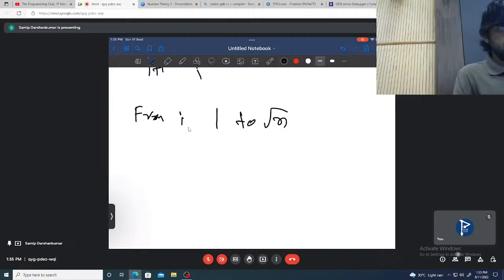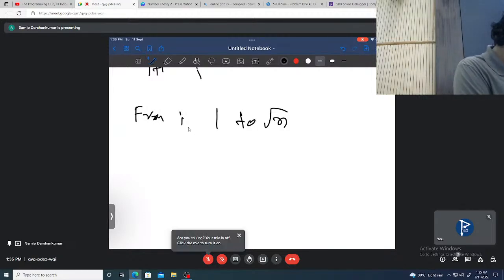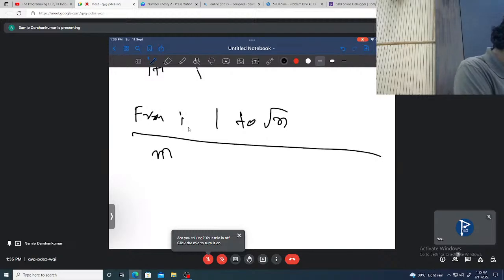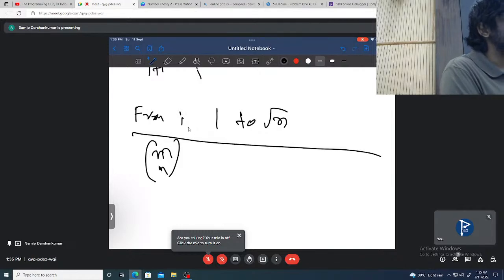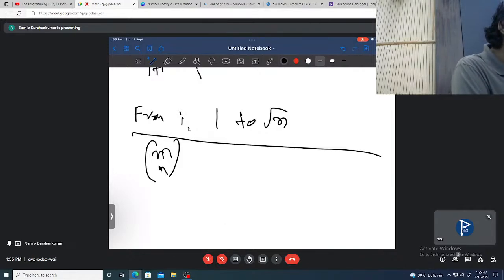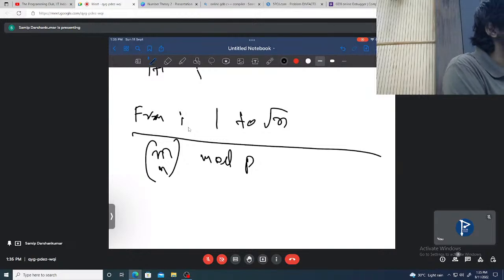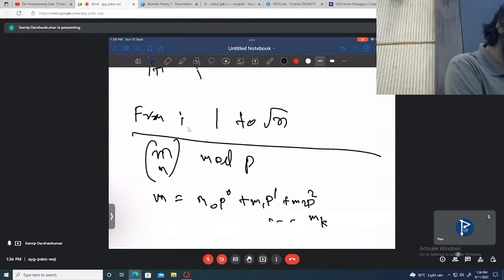Okay, so if you want to compute nCr for larger m and n, all of you are familiar with this symbol, right? So if you want to compute nCr mod P, where P is some prime, here we first convert both m and n to base P. Like we write m as m0 p^0 plus m1 p^1 plus m2 p^2 till mk p^k, where each mi is less than p, right? Similarly, we do that for n also.